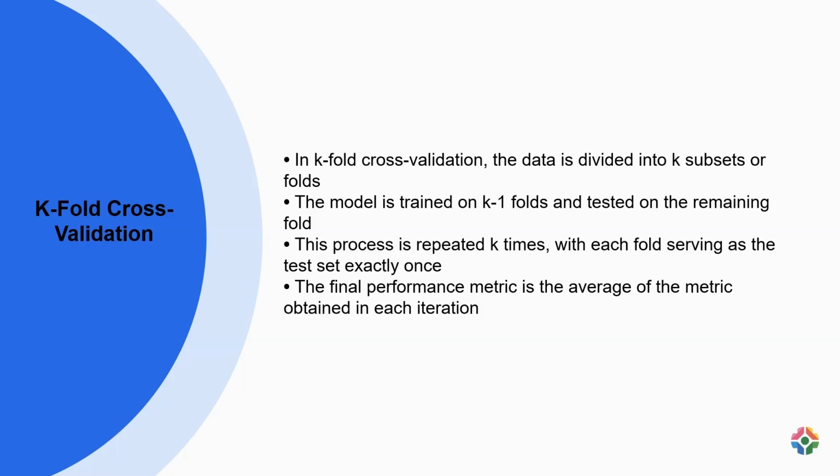For example, in a 5-fold cross-validation, the data is divided into 5 equal parts. The model is trained on 4 parts and tested on the remaining 1, repeated 5 times. Finally, the average performance metric is computed to evaluate the model's effectiveness.